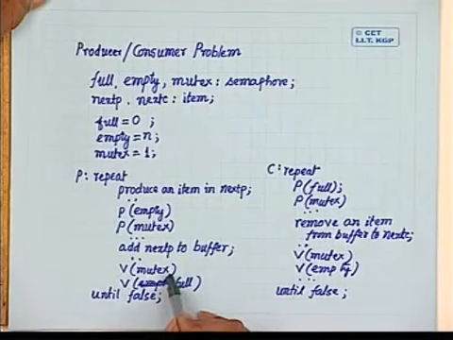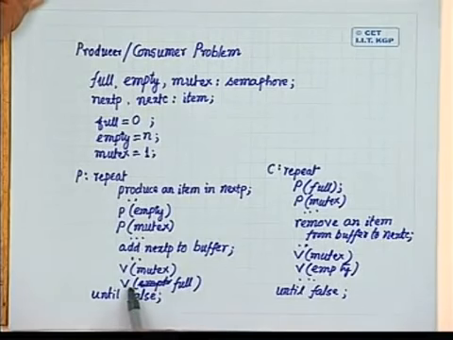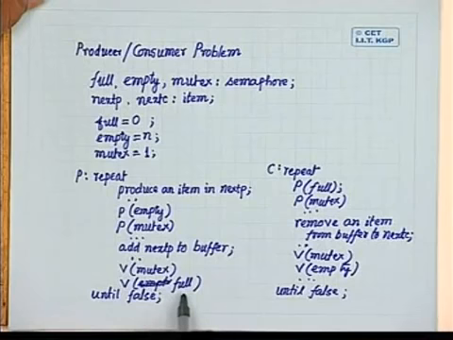After that, the buffer will be freed by performing the V mutex operation, and then by performing the V full operation, it will indicate that one more item has been added to the buffer, because the V full operation will increment the value of the semaphore variable full by 1.